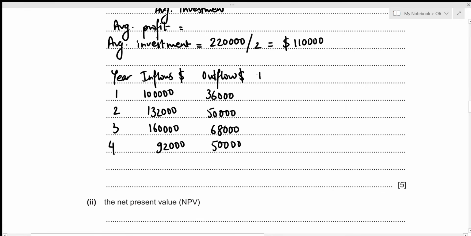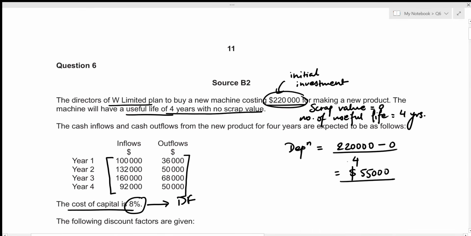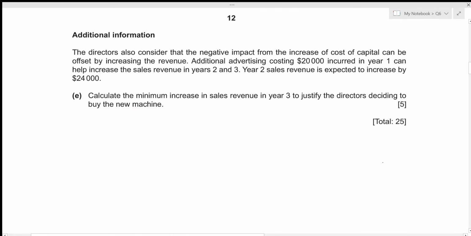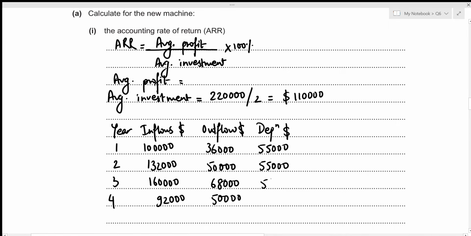Now we also need to subtract the depreciation charge for each year. Let's have a look above. We already figured out our depreciation charge for each year to be 55,000. So let's write it down. That's 55,000, 55,000, 55,000, and again 55,000. Now we can easily figure out our profit for these 4 years.